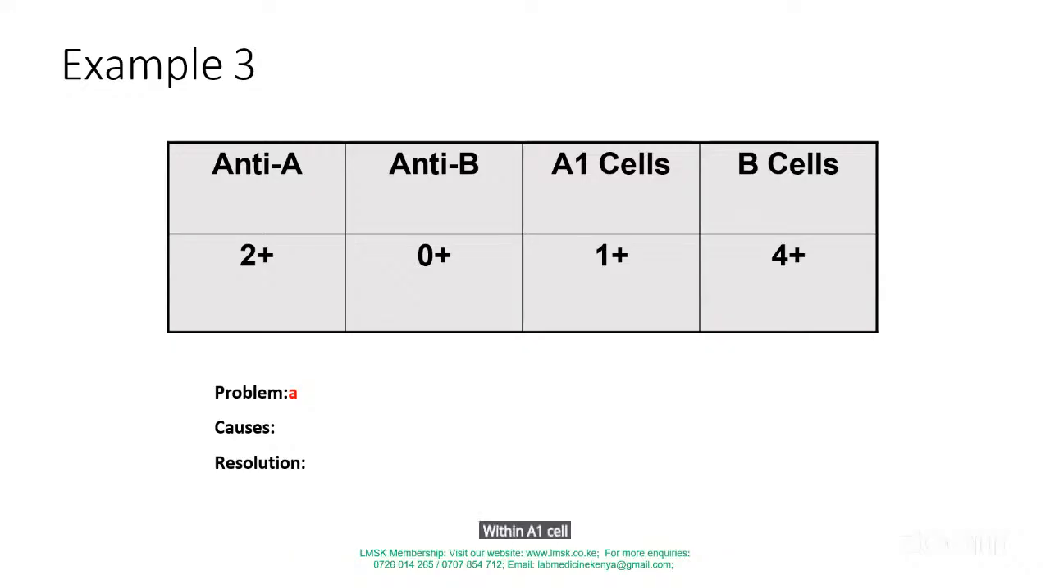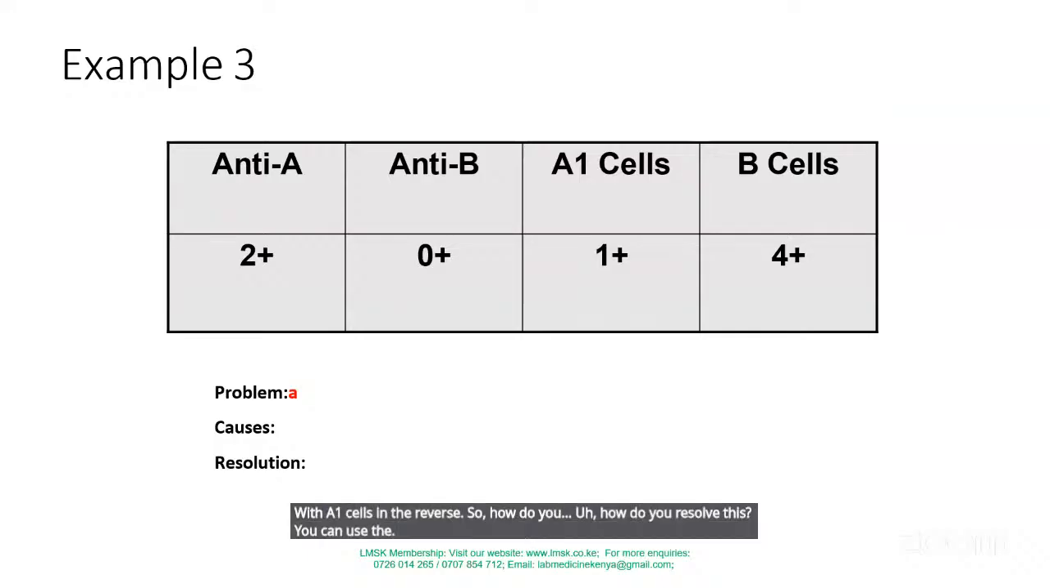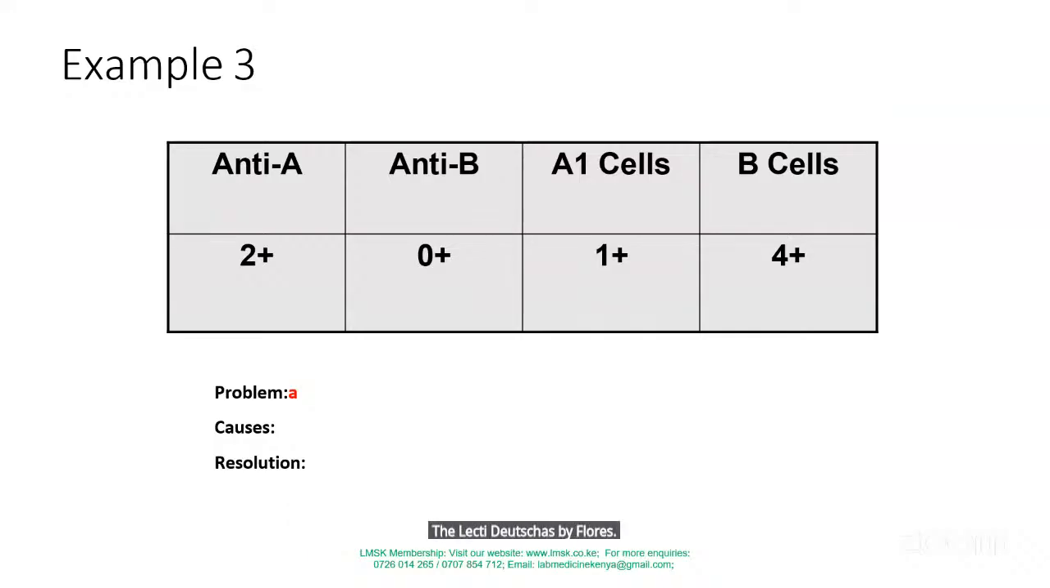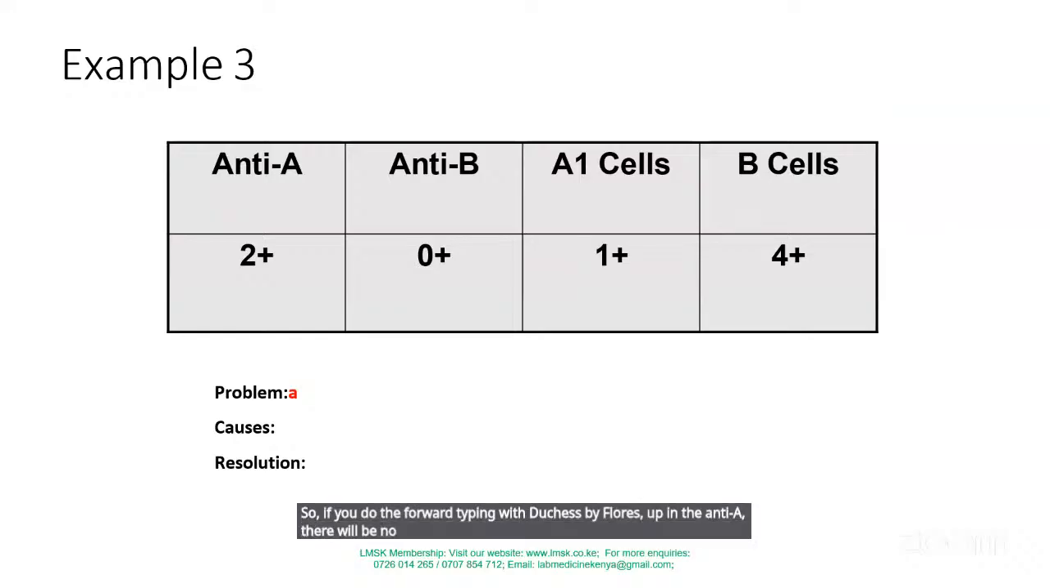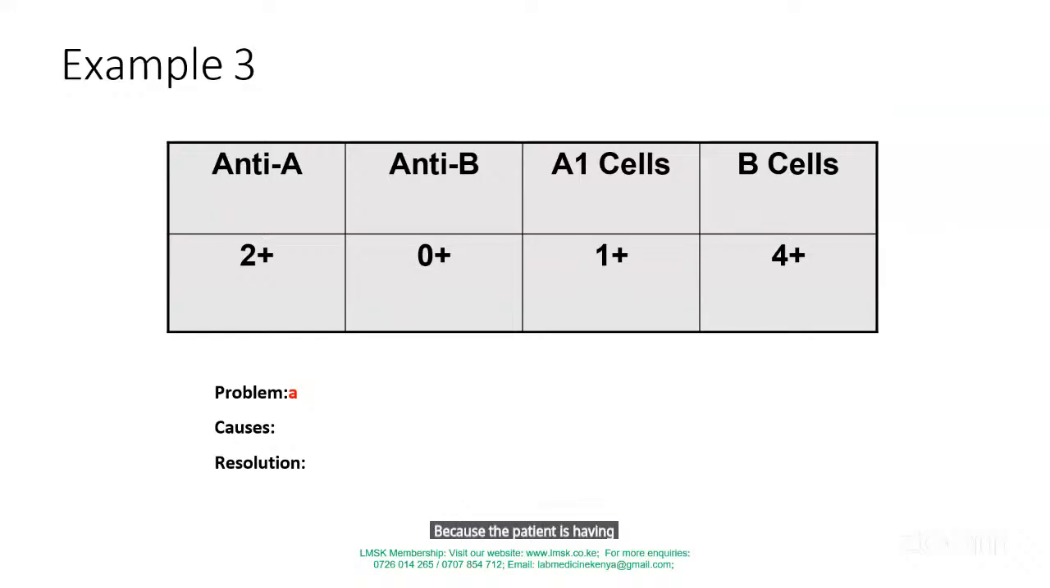So how do you resolve this? You can use the lectin Dolichos biflorus to repeat the test, because Dolichos biflorus will only agglutinate with A1 cells. It will not agglutinate the A2. So if you do the forward typing with the Dolichos biflorus in place of the anti-A, there will be no reaction because the patient is having A2. I hope that is clear, Fred.